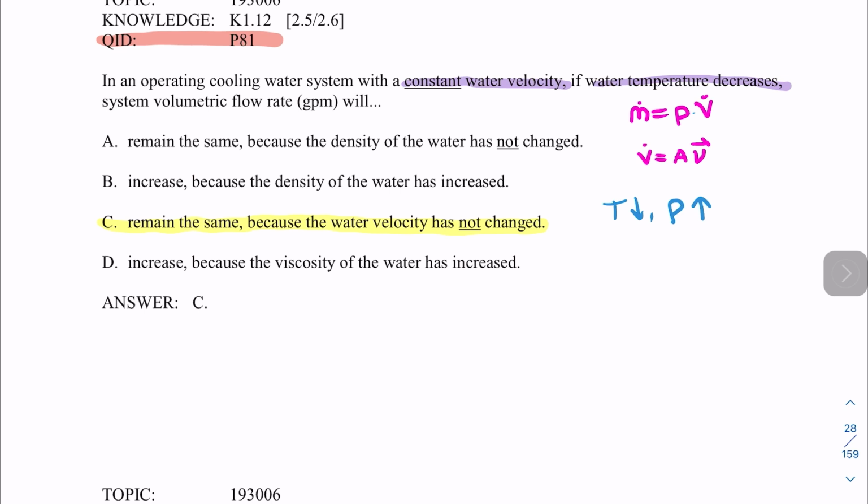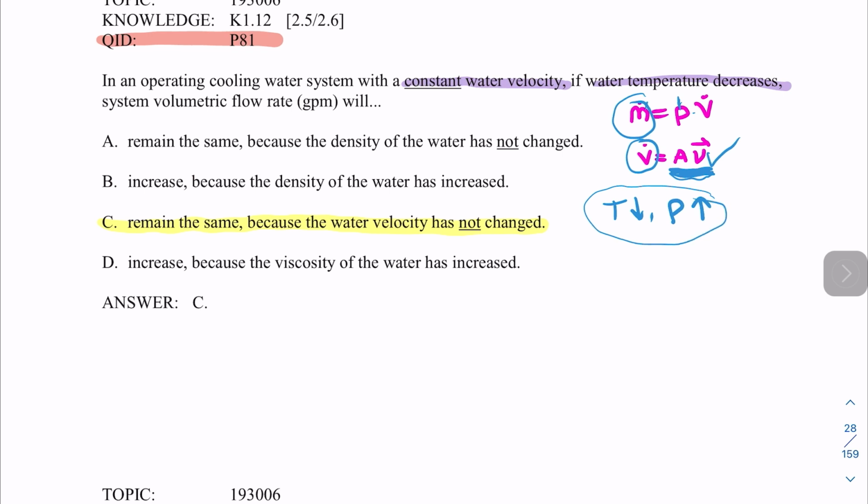So it's asking me, we know that the velocity is constant and the water temperature decreases. What's happening to the volumetric flow rate? Here, I don't have density. It's not a function of density, my volumetric flow rate. If they were asking me about my mass flow rate, yeah, that's a function of density. That will be affecting my mass flow rate. But in this case, it's not affecting my volumetric flow rate because it says that the velocity has a constant water velocity, right? So yay for me to know this, but I really don't need that.